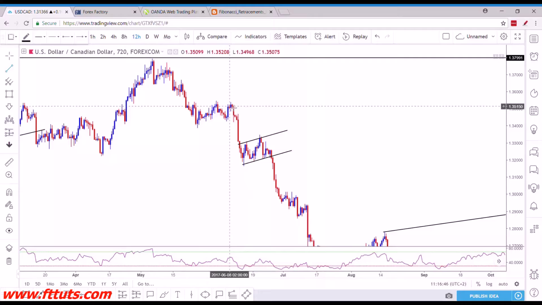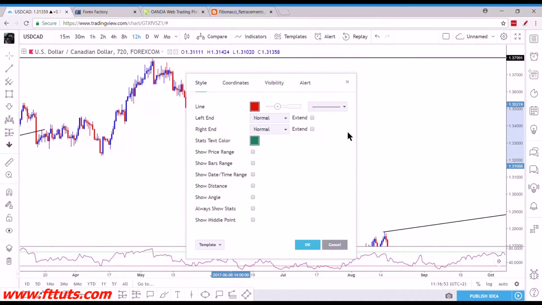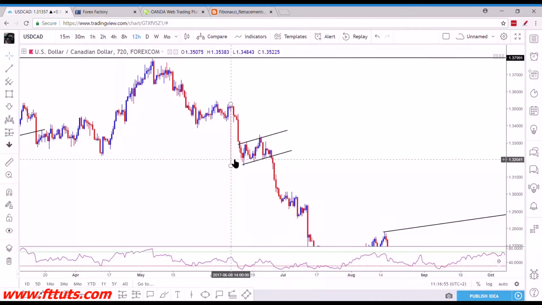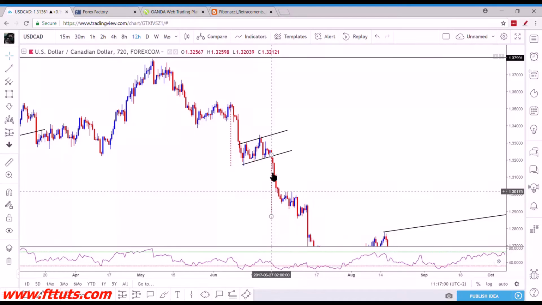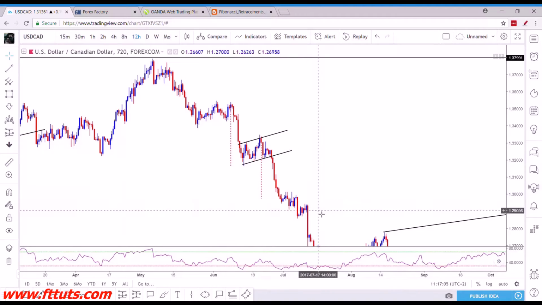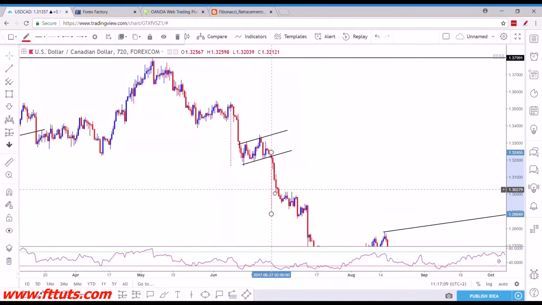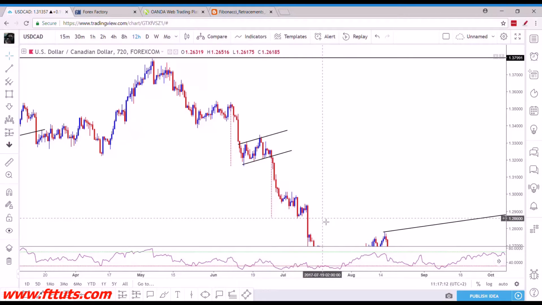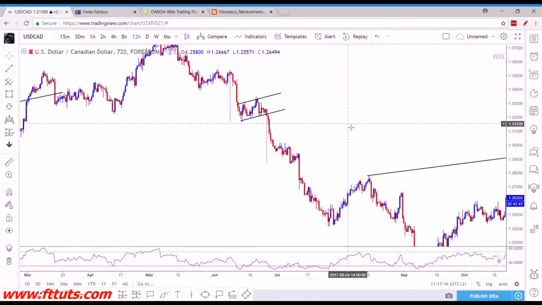So that length we could see of the flag, which is the pole, we can take it back down for the MPO. So down here. We can either do it from there or from the top, which basically gives us two targets. So that would be our first target, and that would be our second one. And we can see here it worked perfectly. So that's a bearish flag.